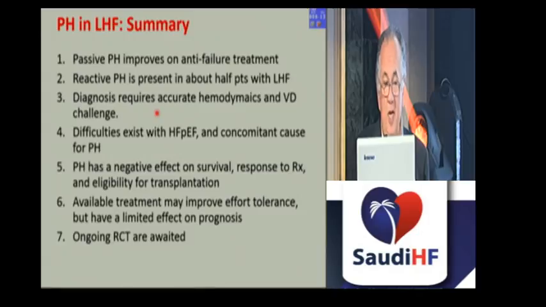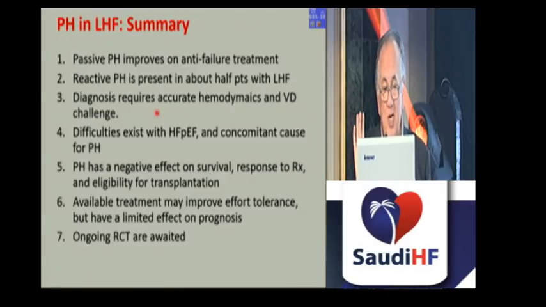So in summary, passive pulmonary hypertension improves on anti-failure treatment, whereas reactive pulmonary hypertension, which is present, by the way, in about half the patients with heart failure, does not. Diagnosis requires accurate hemodynamics and vasodilator challenge. Difficulties do exist, particularly in heart failure with preserved ejection fraction and when there is a concomitant cause for pulmonary hypertension, just like the previous instructive case we just saw.